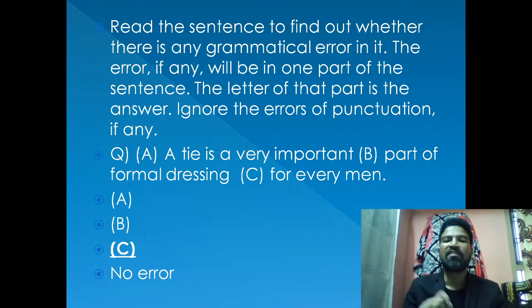It is not "every men," it should be "every man," because when we use "every," after the word "every" we should have a singular form of the noun. So it should be for every man, for every boy, for every girl, for every human being. We don't say for every girls, for every boys, we don't say that. So after the word "every" we always use the singular form of the noun. So option C is the correct one.